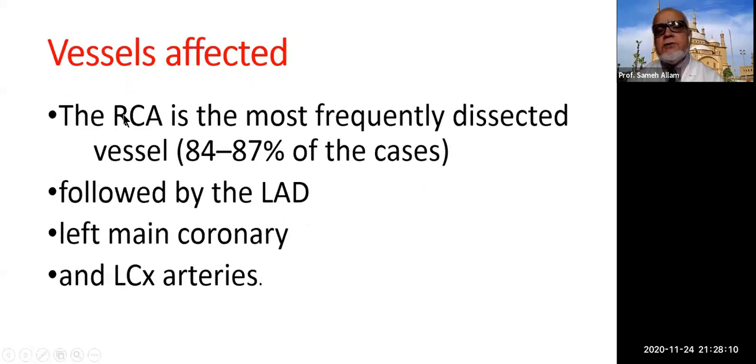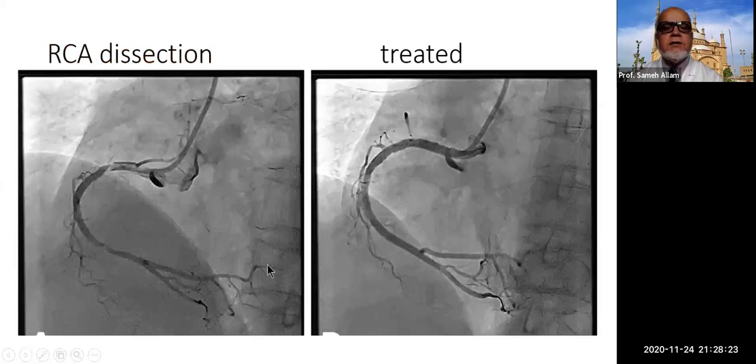The right coronary artery is the most frequently affected vessel by dissection, followed by the LAD, followed by the left main, and the LCX is the least one to develop dissection. This is an example of dissection of the proximal part of the RCA, starting from the tip of the guiding catheter or of the diagnostic catheter, and it is corrected here.